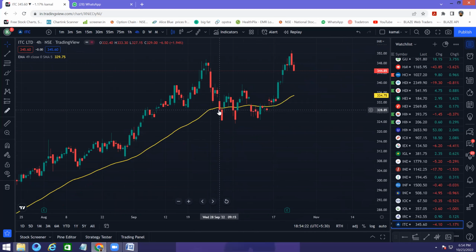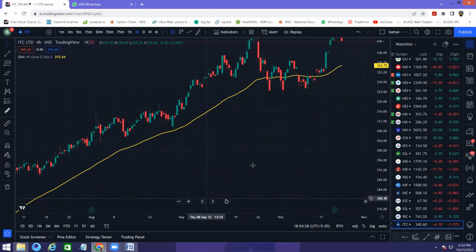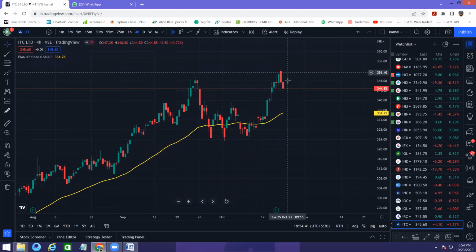You would have been in the rally for almost a year or maybe 6 months. Entry point was 269 and exit is 328, 60 rupees above. 20% return. Again, you would have entered at 333 and you're still in the trade.